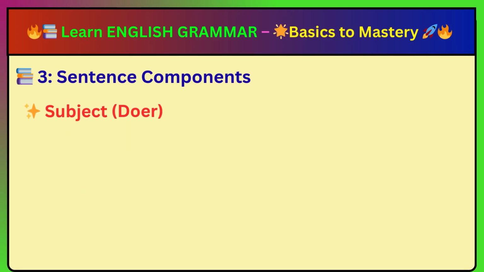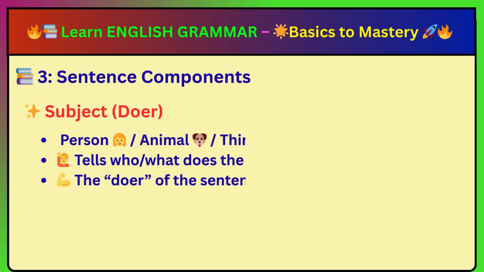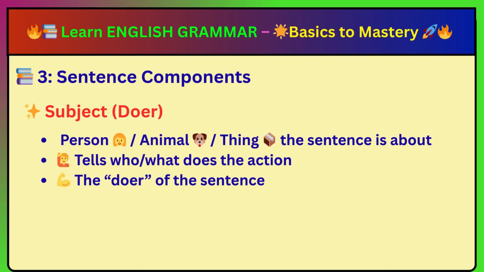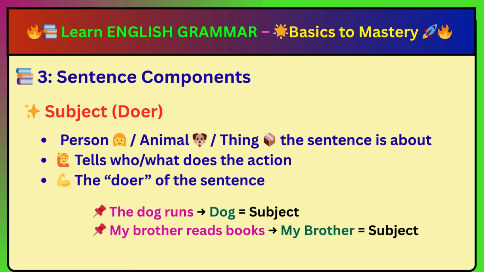First one is subject. The subject is the person, animal, or thing the sentence is about. It tells who or what is doing the action. The subject is the doer in the sentence, the one who does the action. Examples. The dog runs. Here the subject is the dog. My brother reads books. In this sentence the subject is my brother.